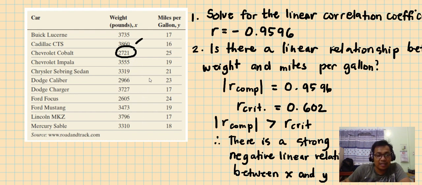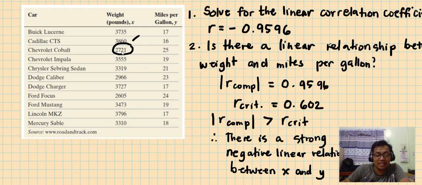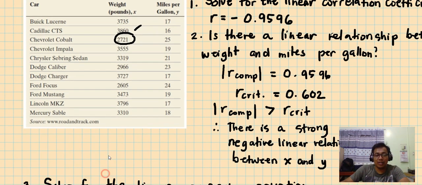Okay? So, ang ibig sabihin nito, ang ating linear regression equation is applicable lamang siya between 2,721, the minimum value for x, and 3,860, the maximum value of x. Ibig sabihin, kapag mas mababa siya kaysa 2,721, we cannot use our linear regression equation. Kapag mas mataas siya kaysa 3,860, we cannot use our linear regression equation. Okay? Applicable lamang ang linear regression equation na na-compute natin dito mula sa minimum papunta sa maximum.